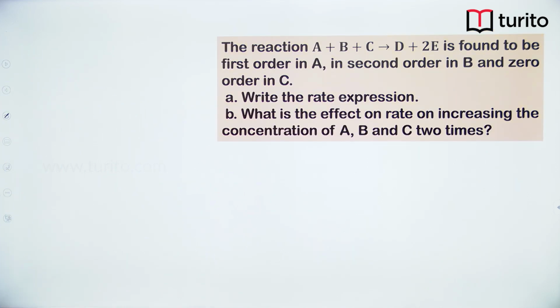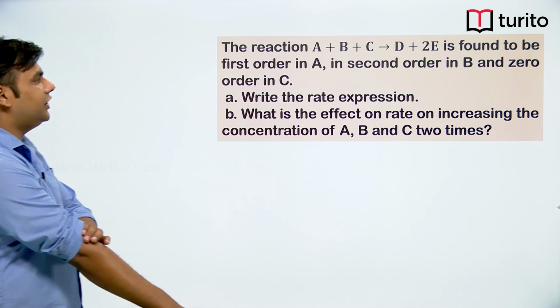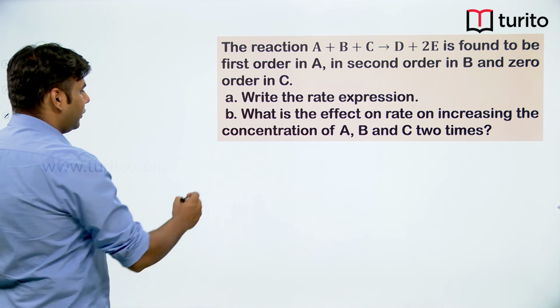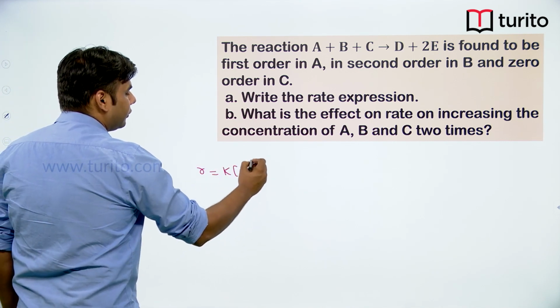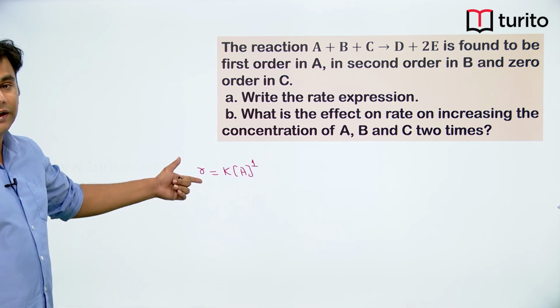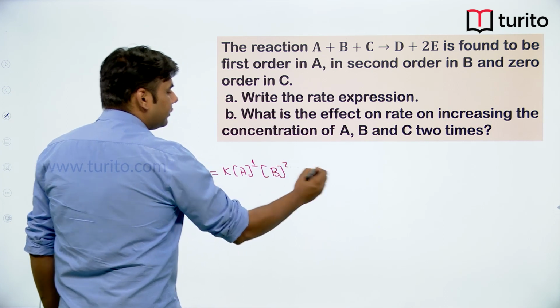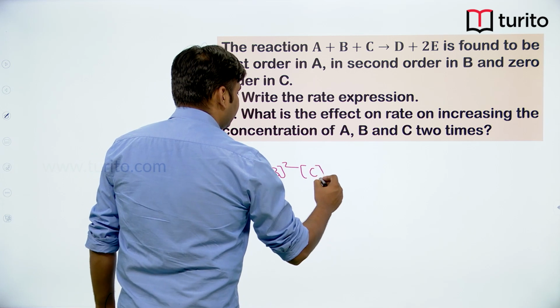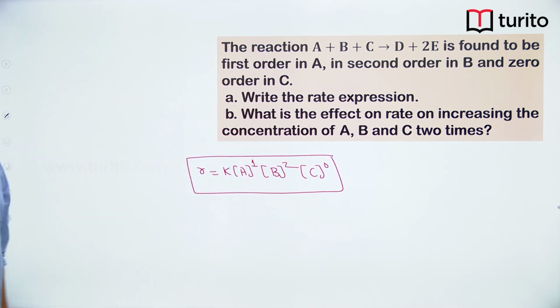Just have a look at this question now. This question says that the reaction A plus B plus C changing into D plus E is found to be first order in A. So this is basically first order with respect to A. So this is concentration of A raised to power 1. I am writing the rate expression, and second order with respect to B. And zero order with respect to C. So this is the rate expression that has been given to us.